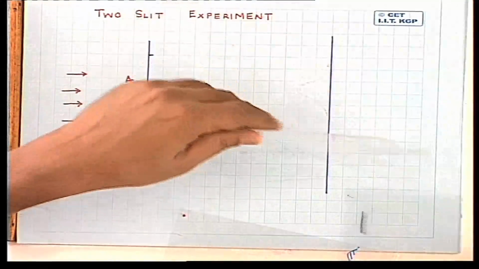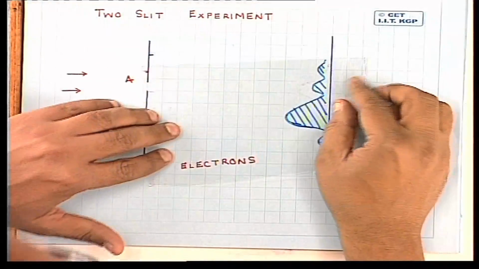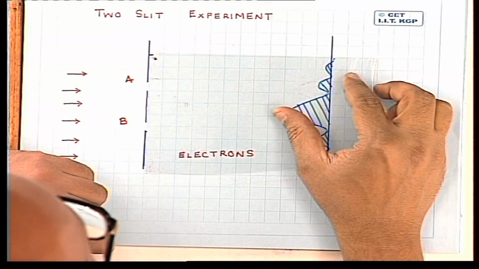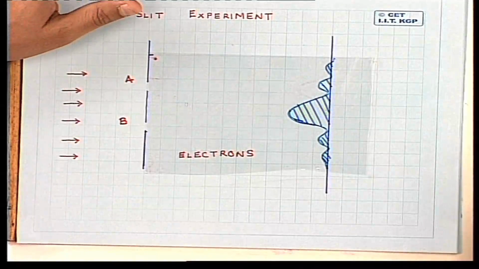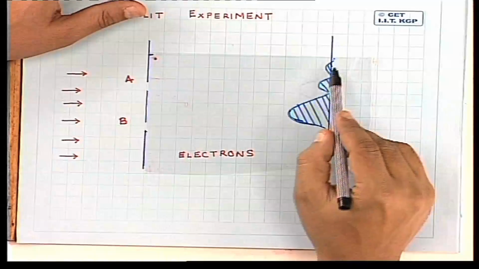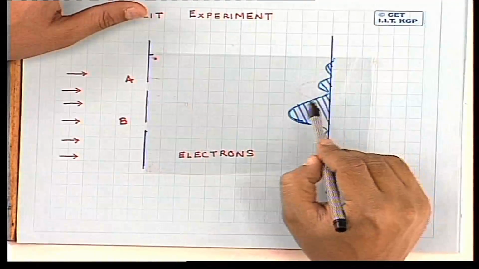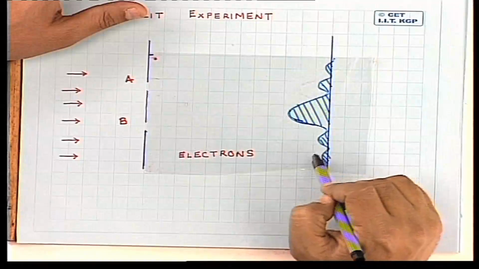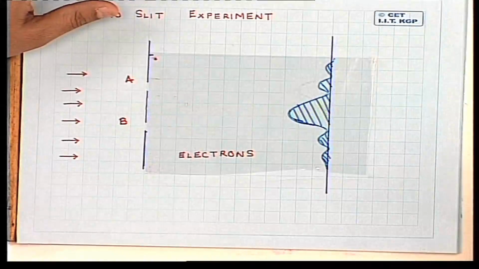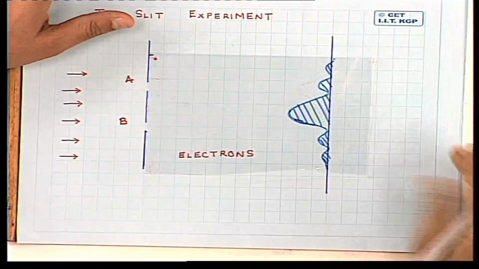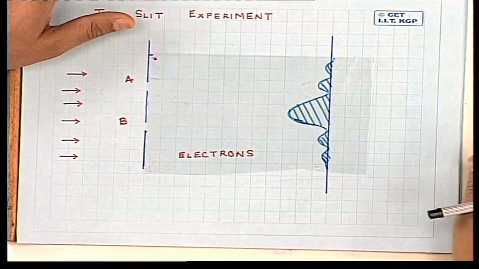But when you open slit A and B together, what is seen is something totally surprising. What is seen is a pattern which looks like this. Now, you may ask the question, what is so surprising about this?